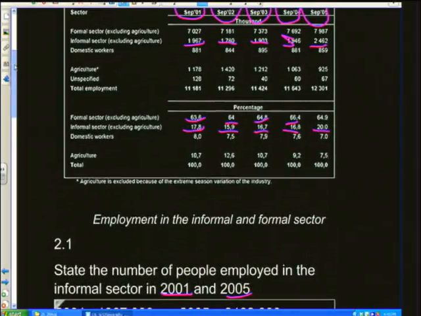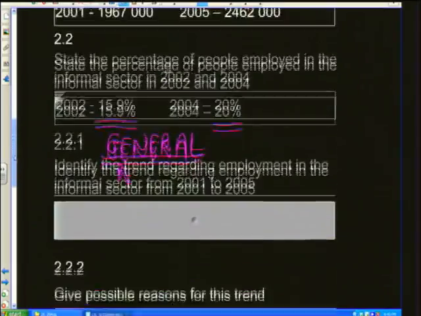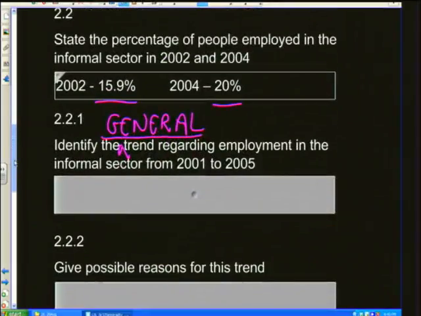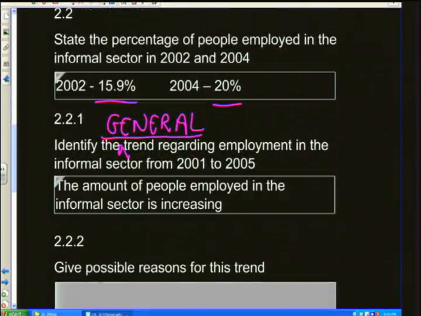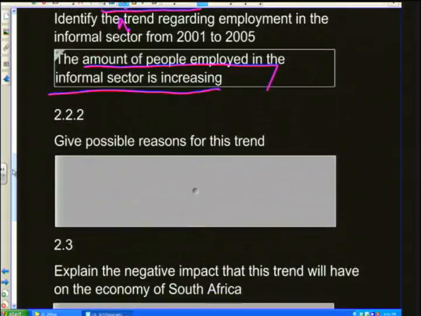And when we look at this, it's a general increase. Okay, so that's the general trend. We just look at the word trend. We don't look at the word general sometimes. All right, and when we look at it again, the amount of people employed in the informal sector is increasing, the general trend. We spotted that already, learners. Simple question.